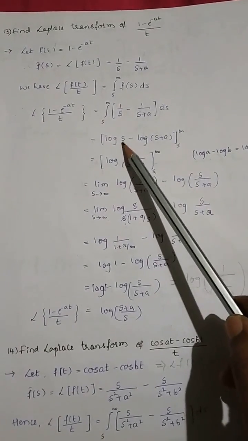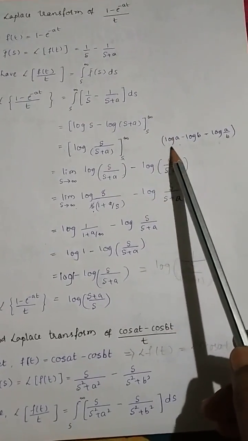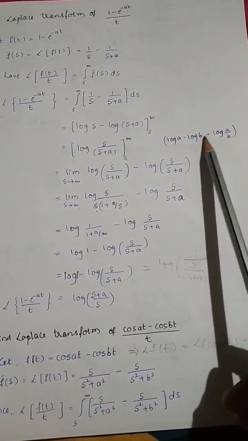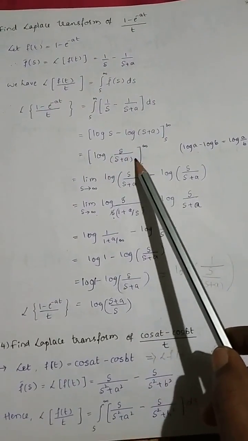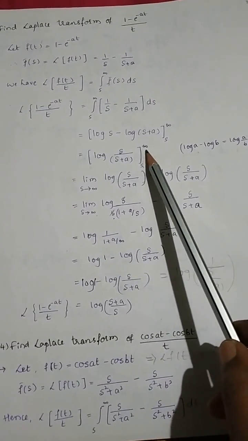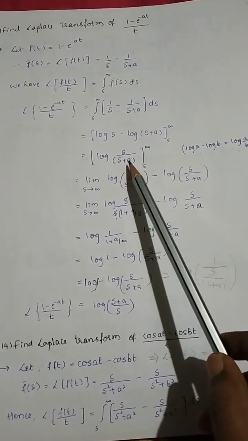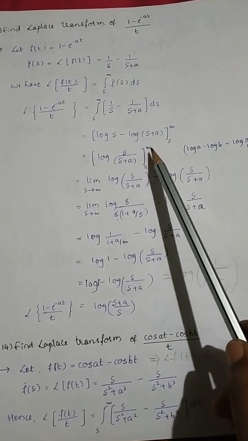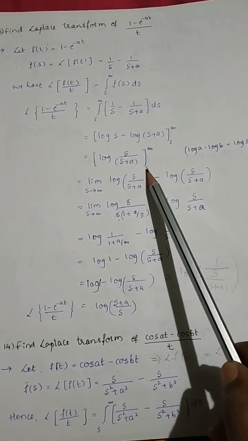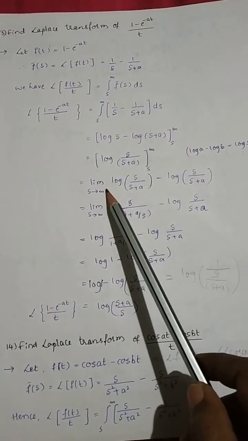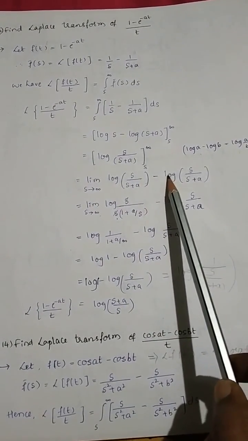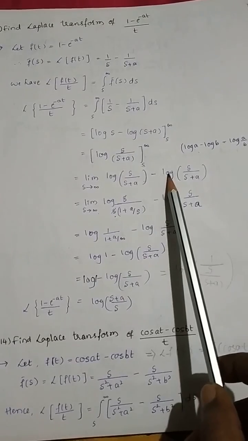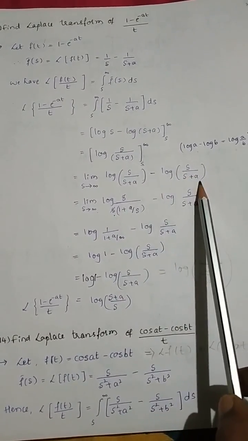Now it looks like log a minus log b. Log a minus log b is nothing but the second law of logarithm, log of a by b. Using this we write this step as log of s upon s plus a, limits s to infinity. Next, here I want to apply the limits, s equals to infinity and s equals to s. Limit s tending to infinity of log of s upon s plus a, minus, here already substituted the limit s as s, therefore it is log of s upon s plus a.